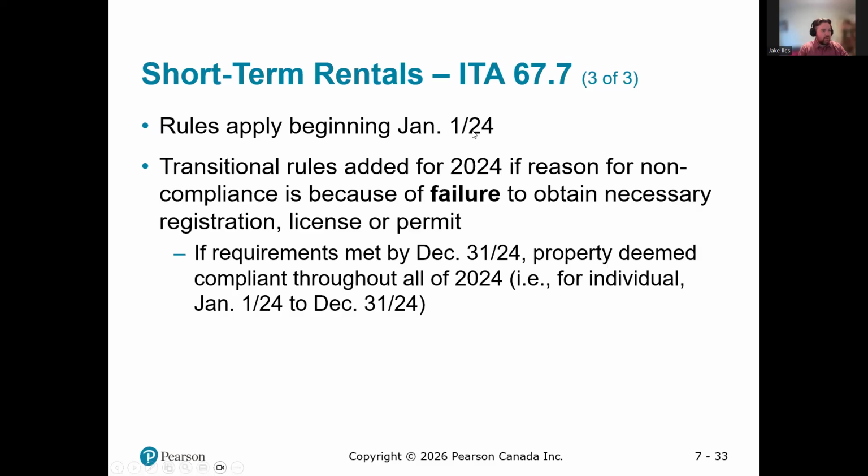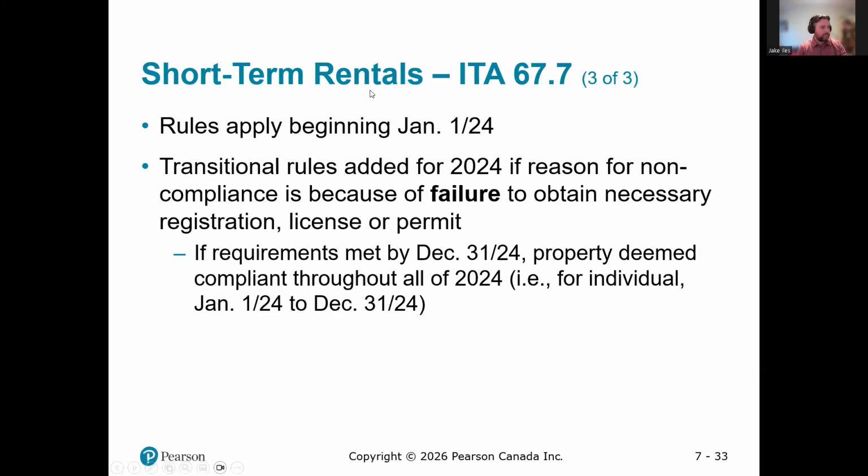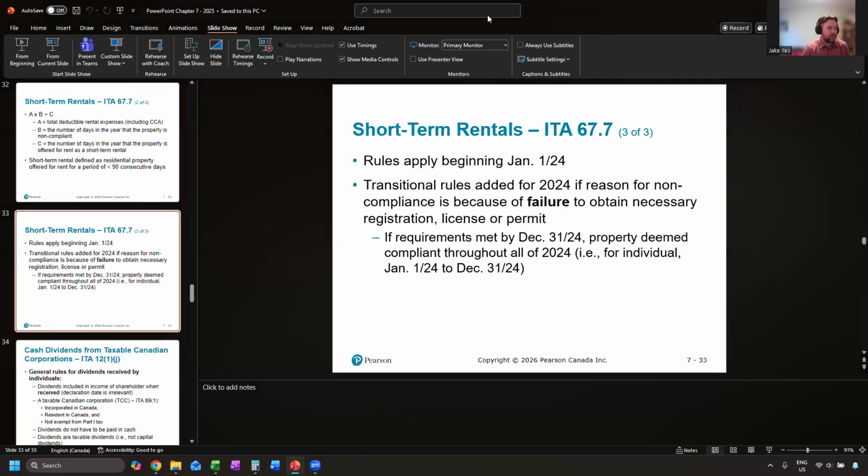These rules started in 2024. Transition rules were added if the reason for noncompliance is because of failure to obtain necessary registration. That's only because these rules just came in, so they gave people time to get their registration. But as we're into 2025, this doesn't really apply. So for short-term rentals, figure out what portion of the year it was non-compliant. That's the percentage of their expenses that they're not allowed to take. Okay, so that's short-term rentals.